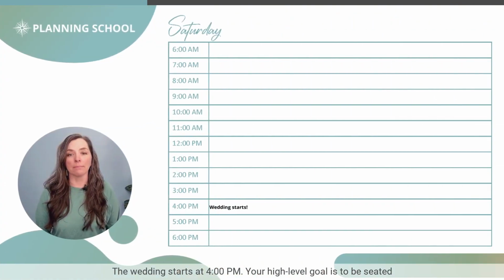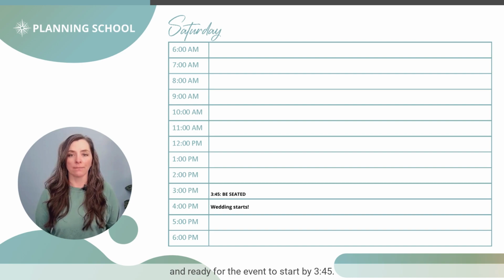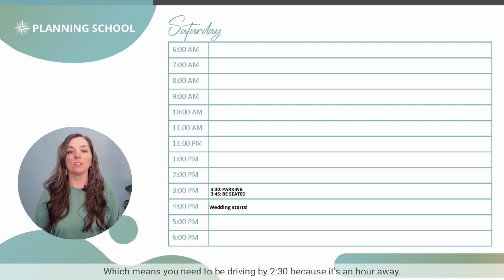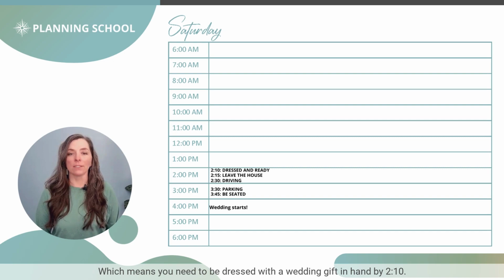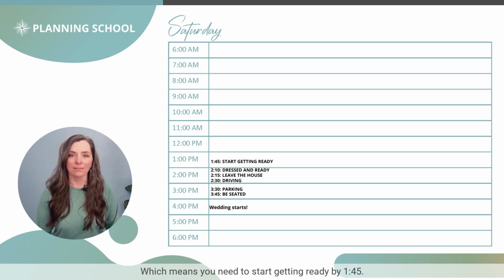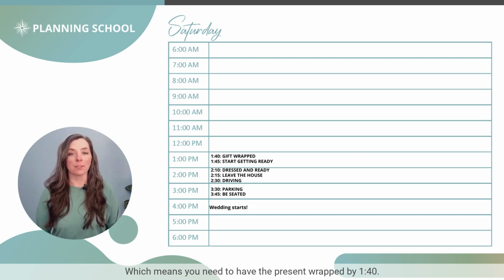The wedding starts at 4 p.m. Your high-level goal is to be seated and ready for the event to start by 3:45. That means you need to be parking by 3:30, which means you need to be driving by 2:30 because it's an hour away, which means you need to leave the house by 2:15 so you can stop and fill up the gas tank, which means you need to be dressed with a wedding gift in hand by 2:10, which means you need to start getting ready by 1:45, which means you need to have the present wrapped by 1:40, which means you need to have headed to the store by 10 a.m. to find the present and have plenty of time.